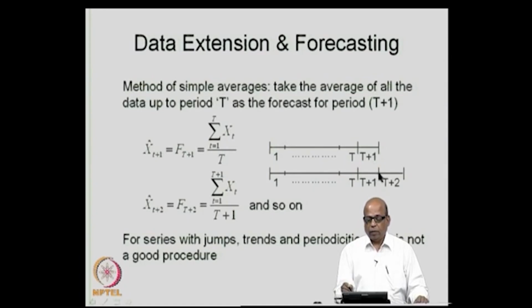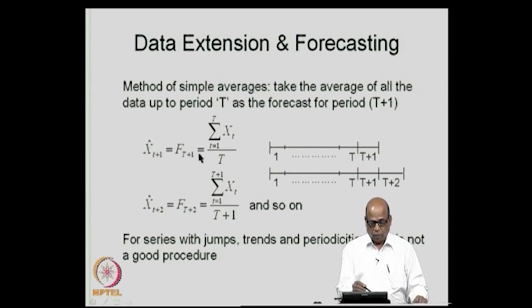Then we proceed to the next time period. So, at t plus 1 you would have got the actual value that has occurred; take the values up to t plus 1 and forecast for t plus 2. So, use all the values that you have at your disposal, take the average of all those values, and put that average as the forecast for the next time period. This is the first level of forecasting, the method based on simple averages.